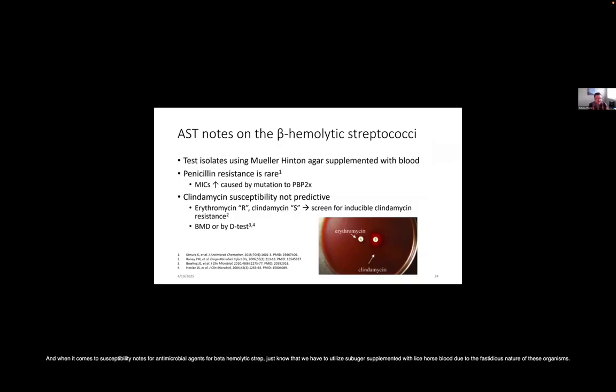And when it comes to susceptibility notes for antimicrobial agents for beta hemolytic strep, just know that we have to utilize agar supplemented with lysed horse blood due to the fastidious nature of these organisms. And penicillin resistance is really rare in beta hemolytic streptococcal species. And if it is seen, it's recommended to repeat the testing to confirm those resistant results.